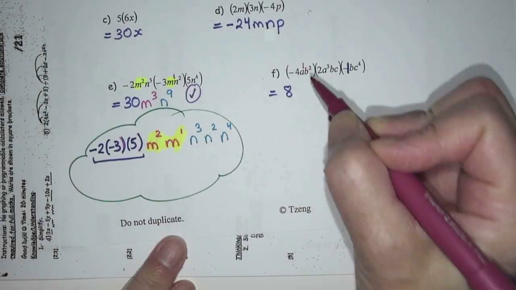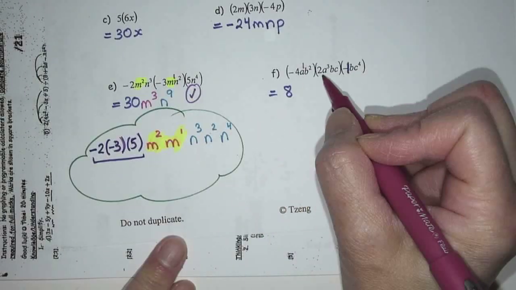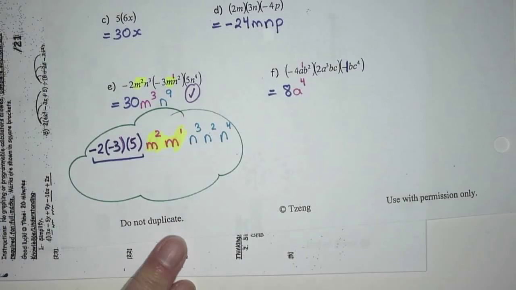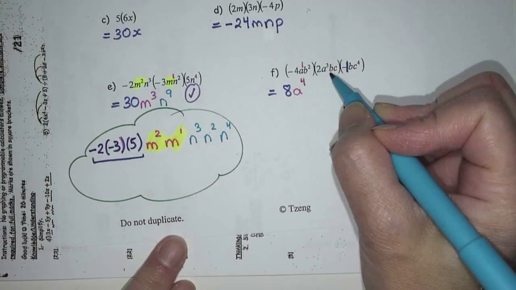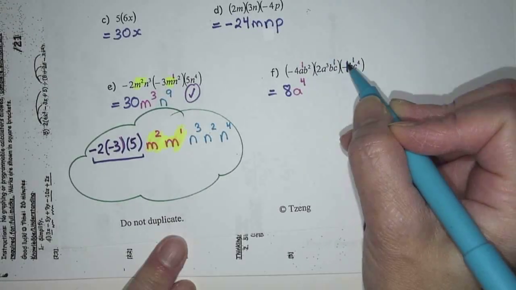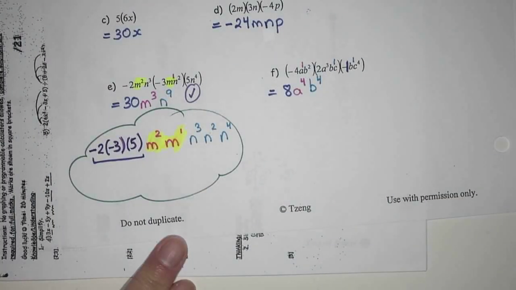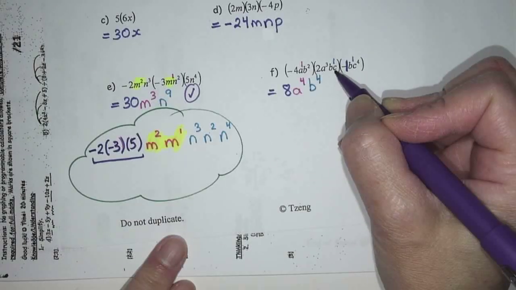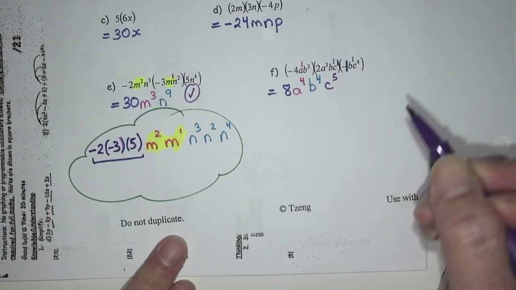I have a to the 1, a cubed, and b. Oh no, so I have 1 and 3, so it'll be a to the 4. I have 4 of them. The b's, I have 2, 3, that's one more, and 4. 1, 2, 3, 4. I have b to the 4. Okay, and then this last one, c's. I have no c's times 1c, c to the 1, c to the 4, so c to the 5.